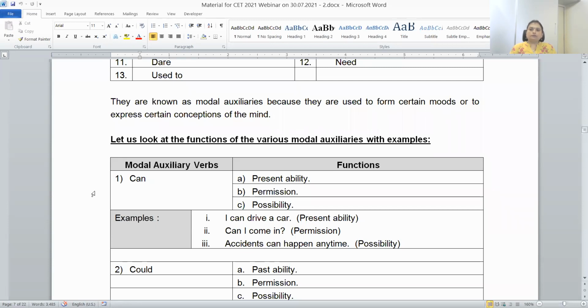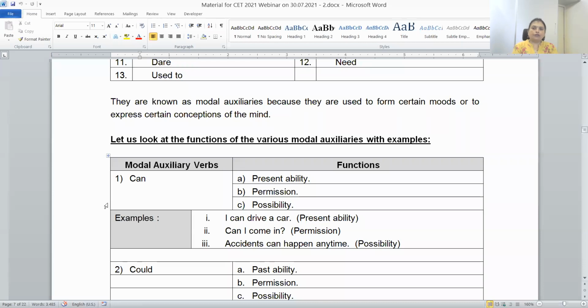Permission. And third one, C, is possibility. So see, these are the three main functions of can. Now let us see how they perform. You know how can performs these three functions in three different sentences. So I have given the examples also in an order for you to understand.